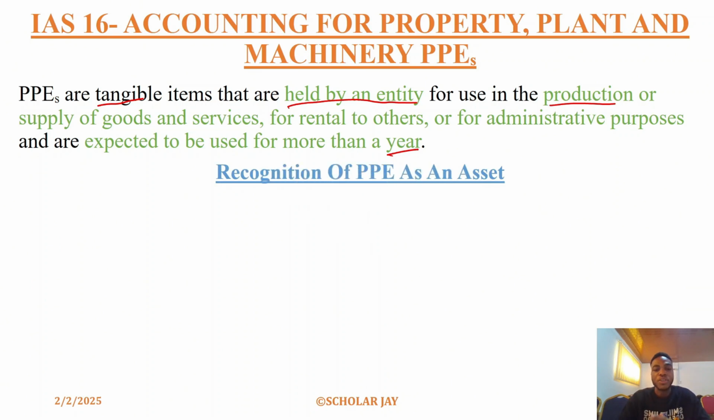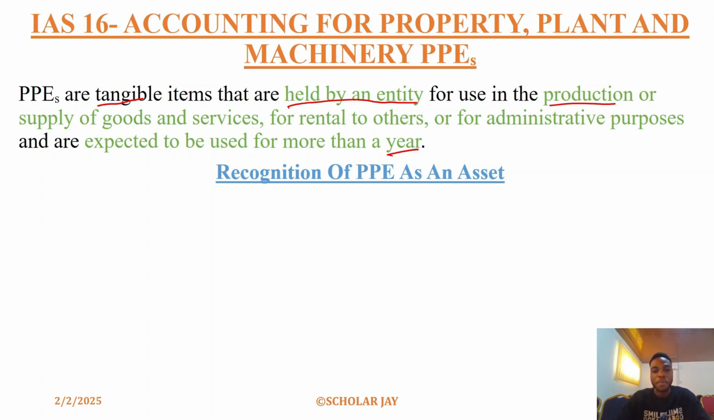Now, when you talk about recognition of PPE as an asset, we've been able to understand what PPE is. We understand the definition. Now, the question is, at what point do we show PPE in our books? At what point do you show this PPE in your statement of financial position? To show PPE in the statement of financial position, there must be two conditions that it satisfies.